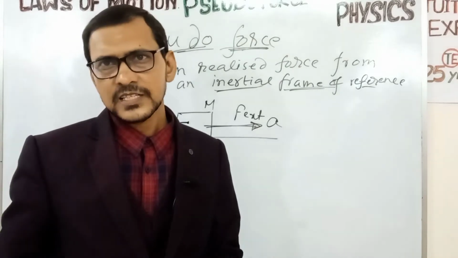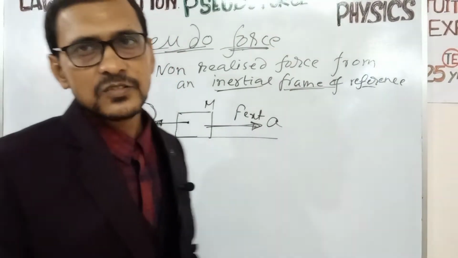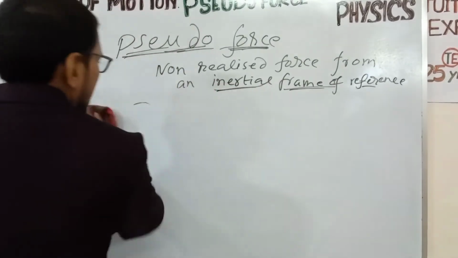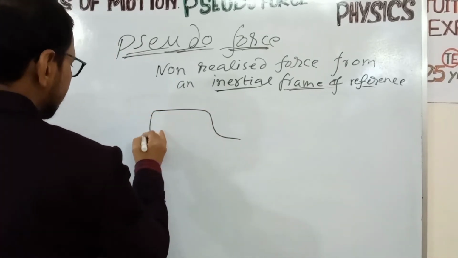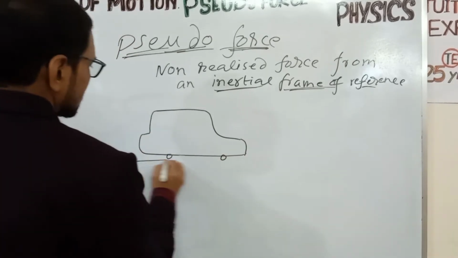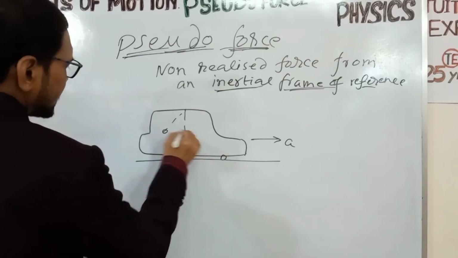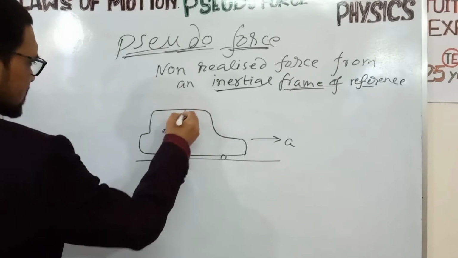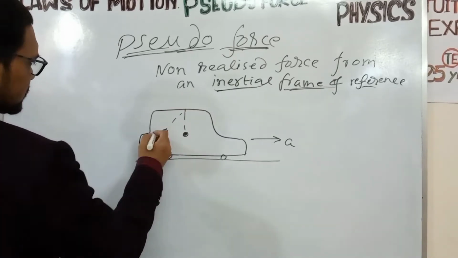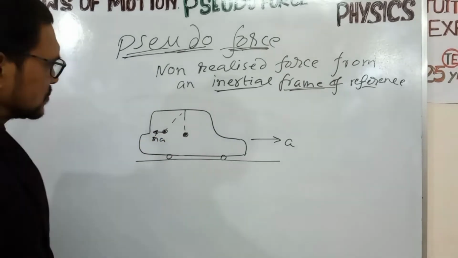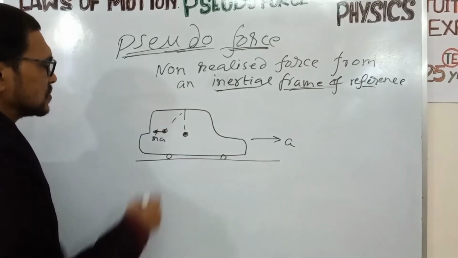In some books, pseudo force is written as imaginary force, but it is not imaginary. It actually exists, but we cannot realize it from an inertial frame of reference. That's why it is called pseudo force. How can we realize that pseudo force exists? Suppose a car moves with an acceleration, and a light body is suspended from the roof of the car by a string. When the car accelerates, this light body moves backward in this direction. So we explain that a force acts on the body in this direction, that's why it leans backwards. So this is called pseudo force.